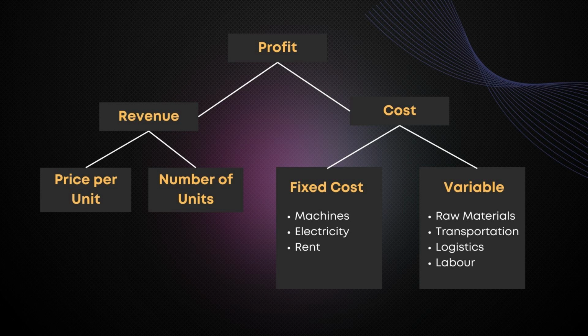Variable costs depend on the number of units produced. For example, raw material, packaging, logistics, labor, and yeah, that's the cost and revenue side which govern the profits.